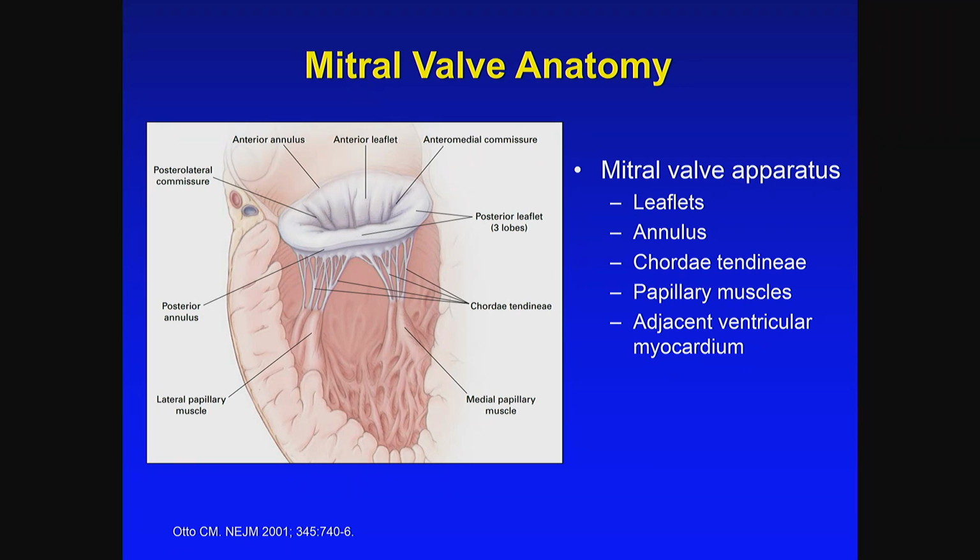Below the leaflets and the annulus are the chordae tendineae, which are fibrin strands connecting the leaflets to the papillary muscles. There's a lateral and medial papillary muscle, which in turn connects the mitral valve to the adjacent left ventricular myocardium. Each of those 5 components is part of the mitral valve apparatus.